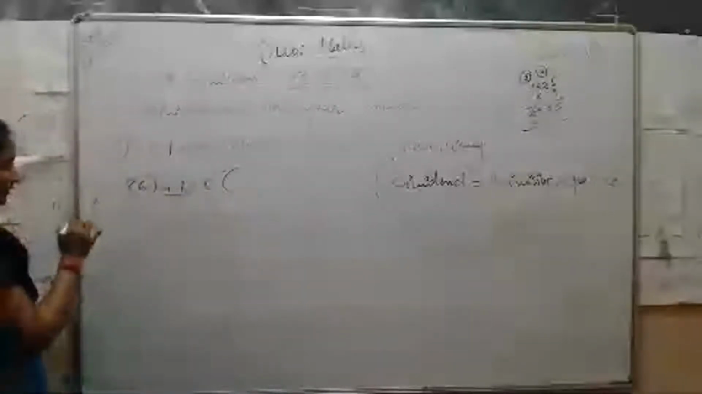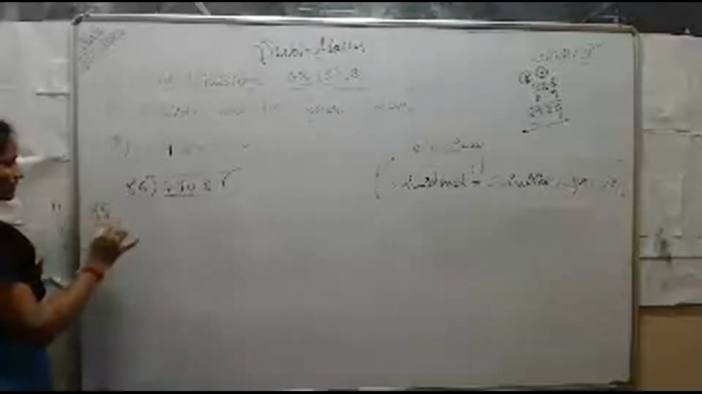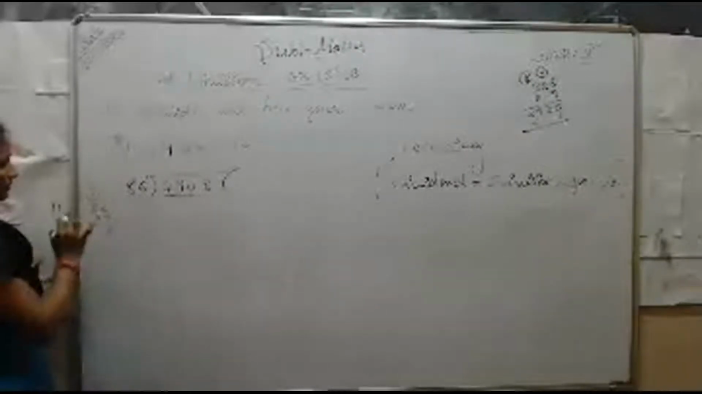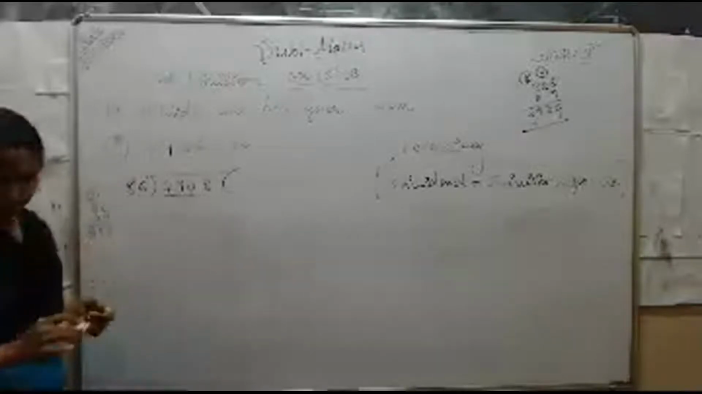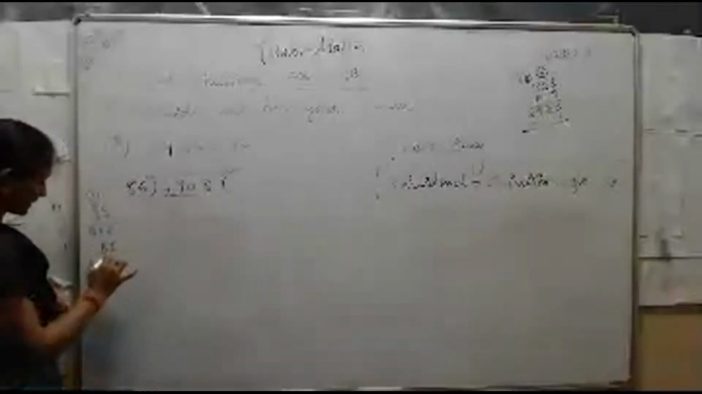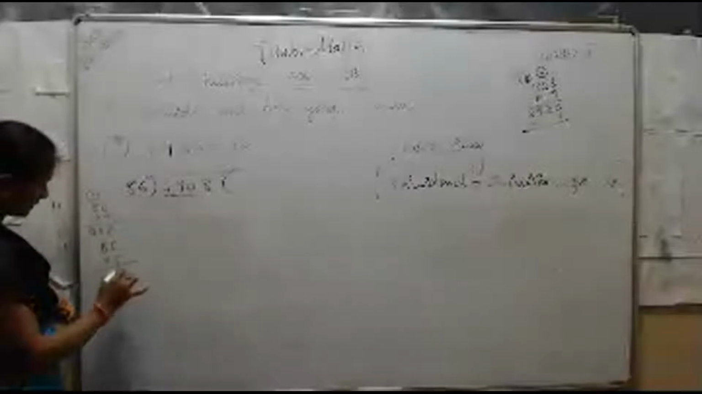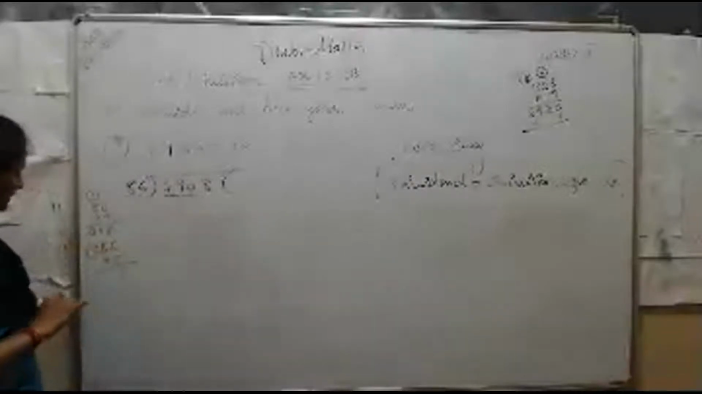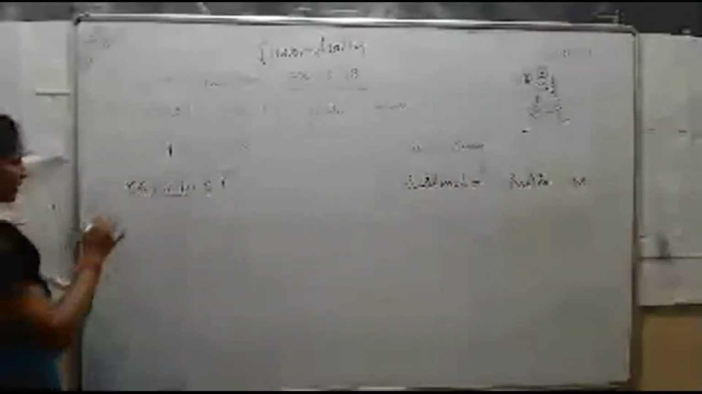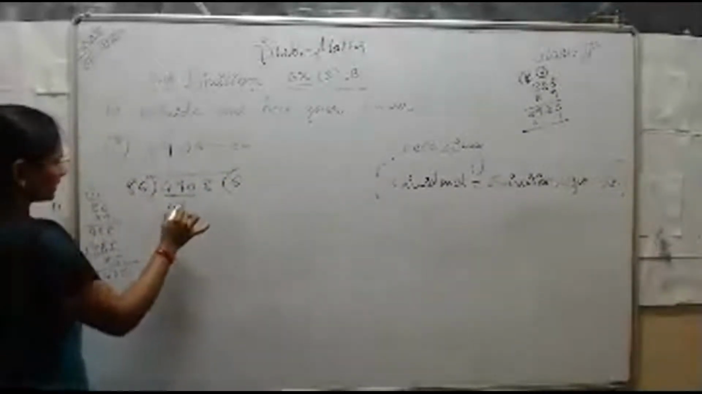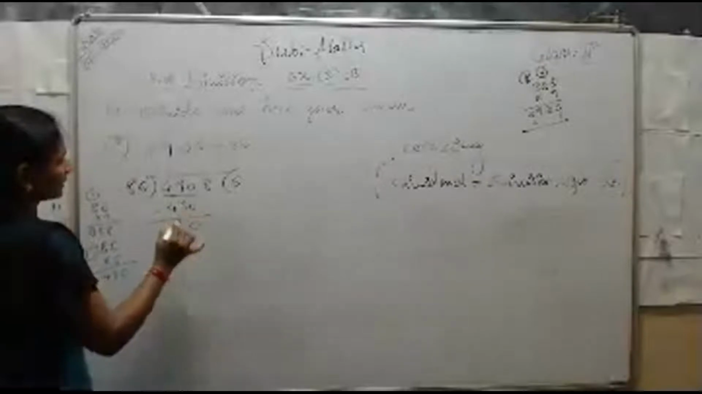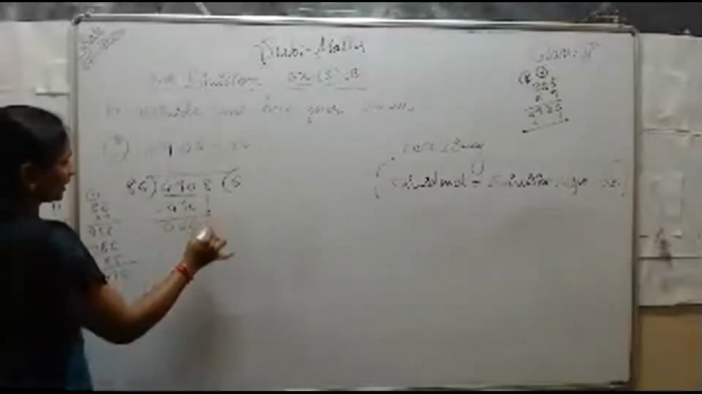So 490. Now for 86, we take 83, which is less. Again you have to take 86 times 5. 8 times 5 is 40, plus 3 is 43. So 86 times 5 is 430. What is the remaining answer? Here 0, here 6, 0. Now take down 8.